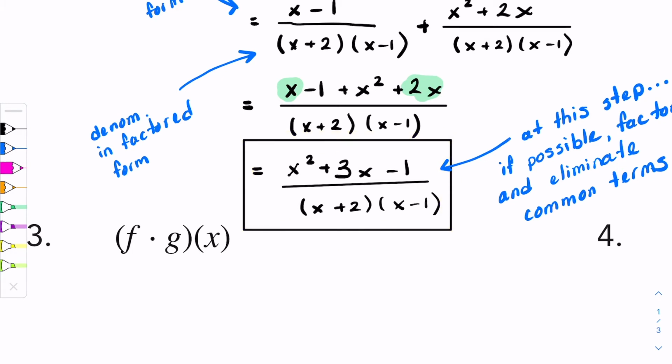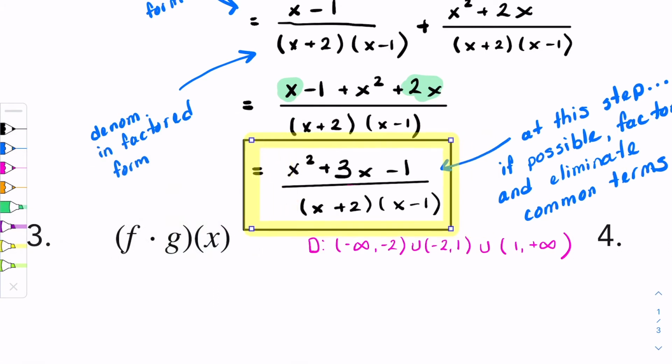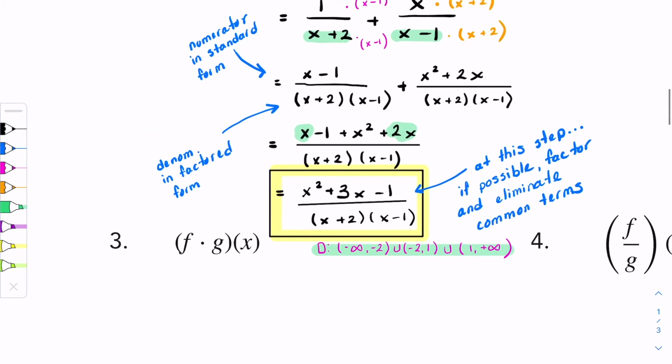So for your final answer, when you're writing domain on this function, we're going to say that the domain is from -∞ to -2, from -2 to +1, and then from 1 to +∞. Also, just a quick note, you always find the domain before you simplify. In this case, we didn't have to simplify, so that is our final answer.